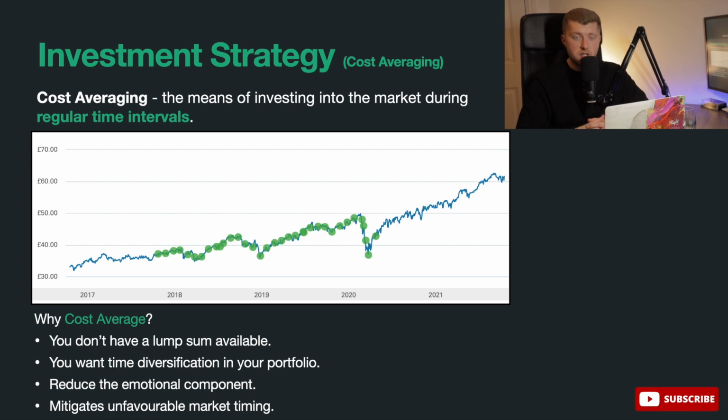So why on earth would you cost average into the market if you've got all of the money available at once? Why would you wait 12 months or 24 months or 36 months to put that money into the market? Well, the simple answer is you either don't have a lump sum available to you. Secondly, you want time diversification within your investment portfolio because, as you can see from the screenshot in front of you, obviously the market fluctuates over time. Thirdly, it reduces the emotional component of investing. And fourth and finally, it mitigates unfavorable market timing. As I said, you don't want to invest at the absolute peak of the market with all of your cash savings, and instead, you could cost average over the course of a few months or a few years or whatever you're most comfortable with.